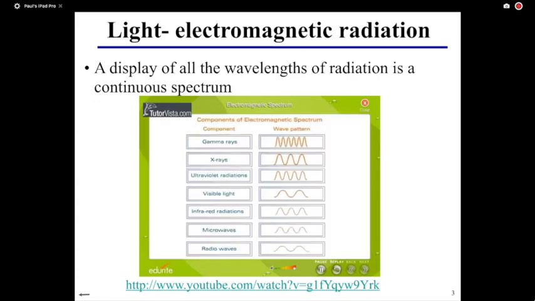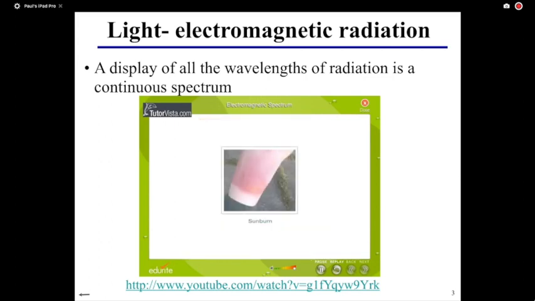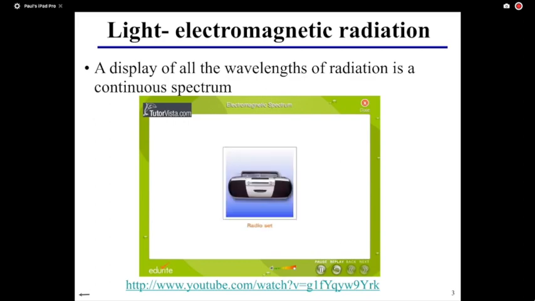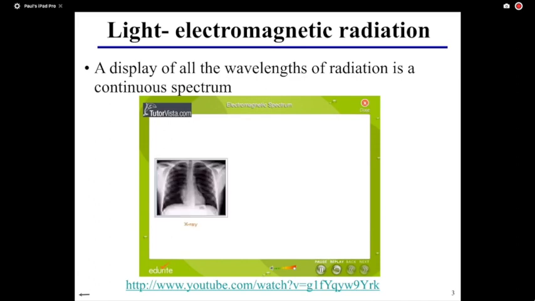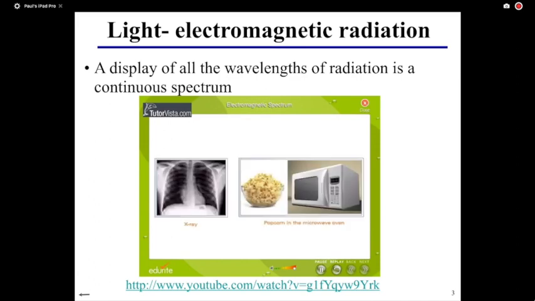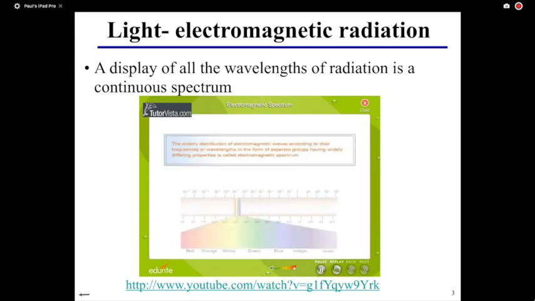Gamma rays, X-rays, ultraviolet radiations, visible light, infrared radiations, microwaves and radio waves are electromagnetic waves. Did you know that every time you get sunburn or feel the sun's rays, tune in your radio set, get an X-ray done, or make popcorn in the microwave, you are using a different form of electromagnetic energy? The alternate distribution of electromagnetic waves according to their frequencies or wavelengths in the form of separate groups having widely differing properties is called the electromagnetic spectrum.